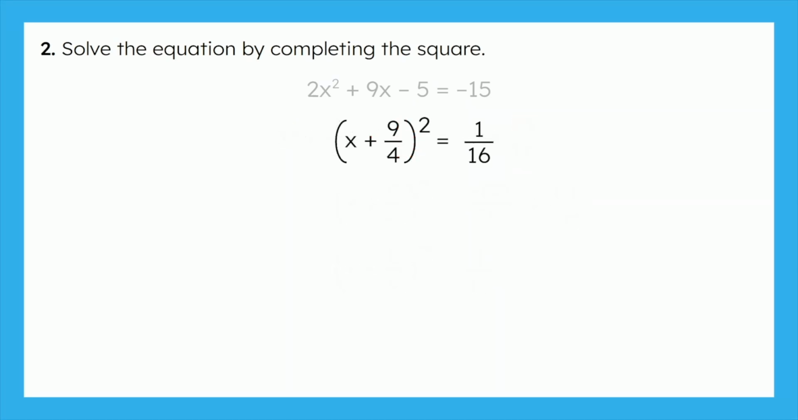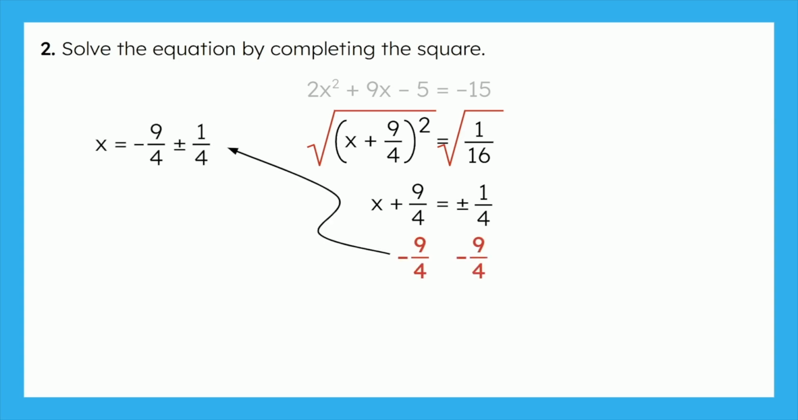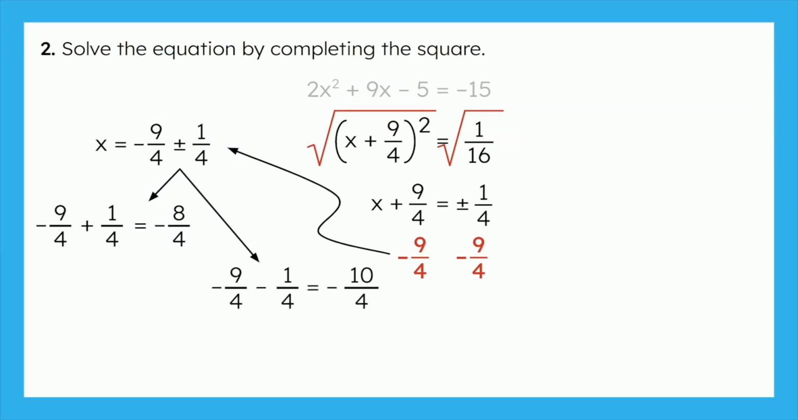To solve, we'll take the square root of both sides. The left side becomes x plus 9/4, and on the right side, the square root of 1 is 1, and the square root of 16 is 4. So we have plus or minus 1/4 there. Then we subtract 9/4 from both sides to get x equals -9/4 plus or minus 1/4. -9/4 plus 1/4 is -8/4, and -9/4 minus 1/4 is -10/4. Simplifying both fractions gives us our final answer of x equals -5/2 and -2.